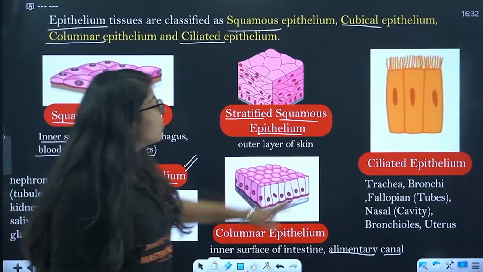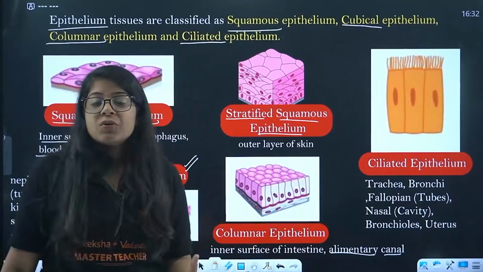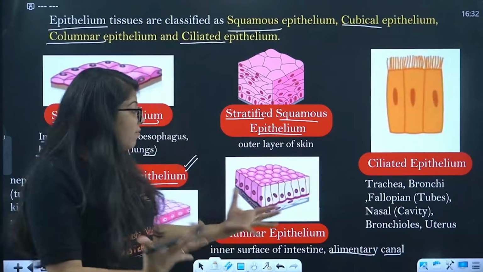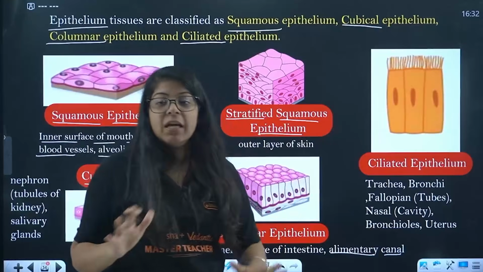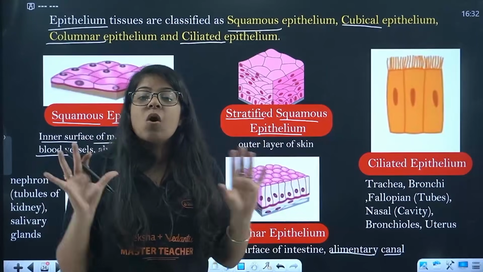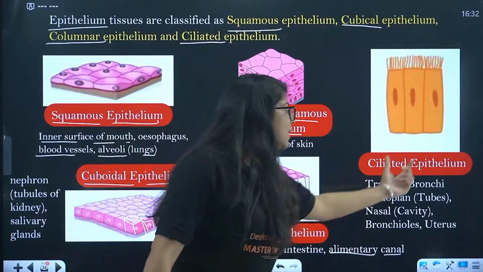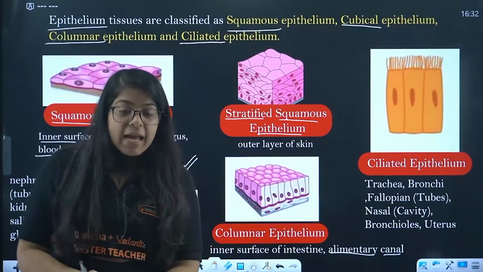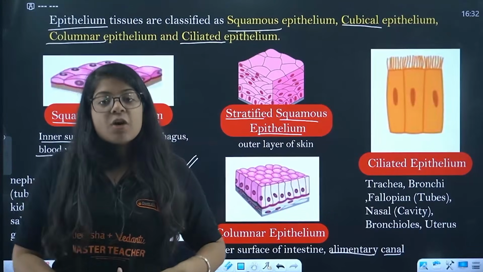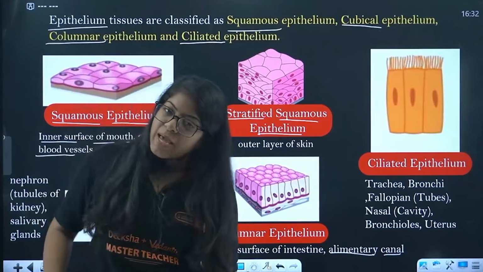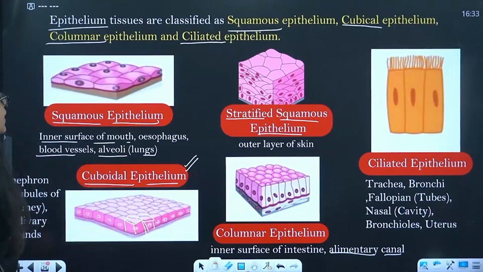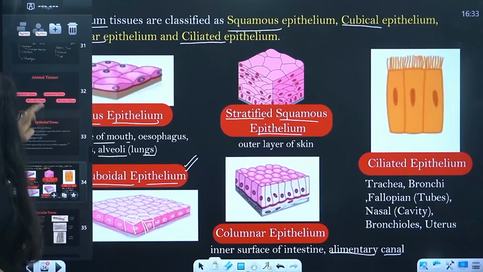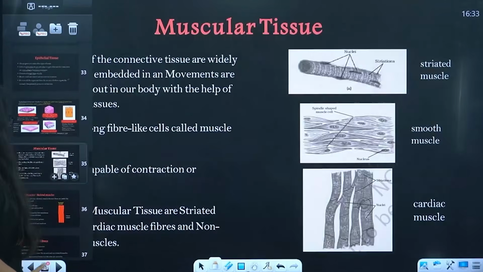Okay, then we have ciliated epithelium. What are those? Beta, your tracheas, your bronchi, your fallopian tubes in females, your nasal cavity, your uterus, all these have a tissue called ciliated epithelium. And this tissue basically is the covering. It protects those organs from outer injuries. Okay, done? Okay, great. Next, moving on to the next tissue, beta, we have muscular tissue.